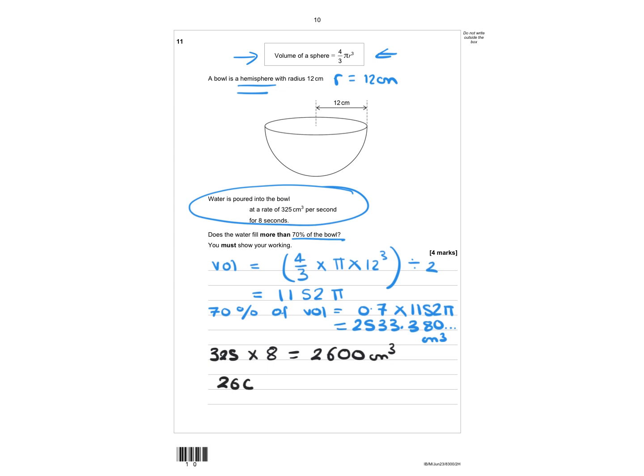And what we can say is 2,600 is very definitely greater than 2,533.380..., the value we calculated before. And so the answer is yes, it does. And we must show this comparison to make that clear as to how we know, and we must say yes. And this is an area people often lose a mark on because they don't answer the actual question, and the question requires a yes or a no answer backed up with evidence.